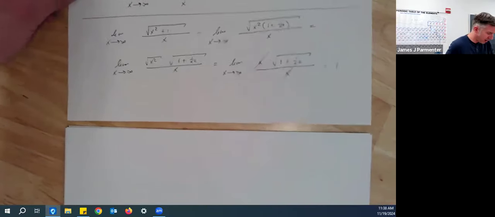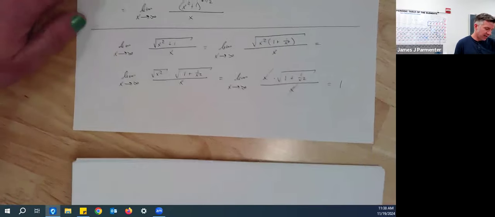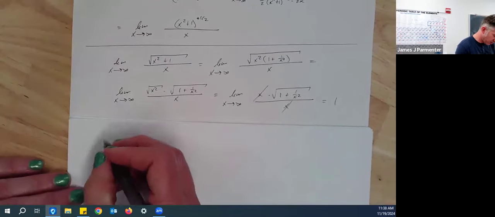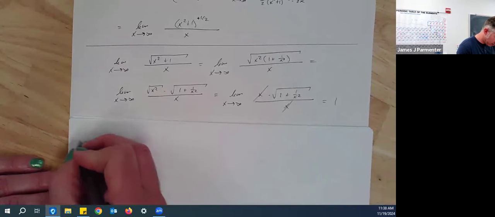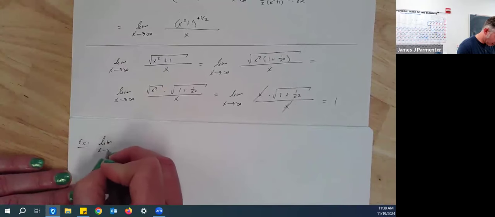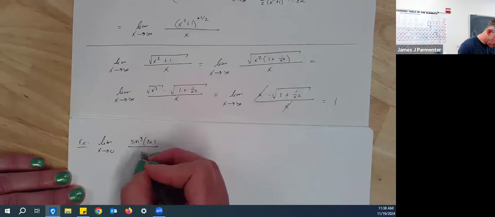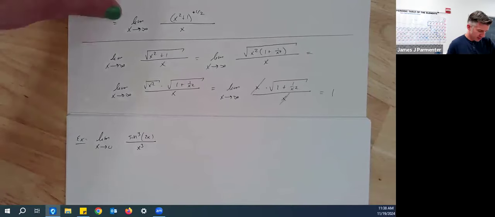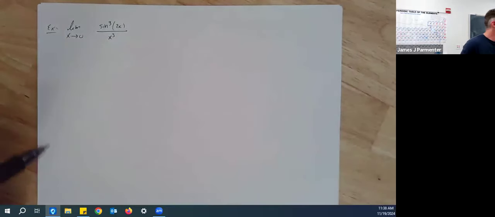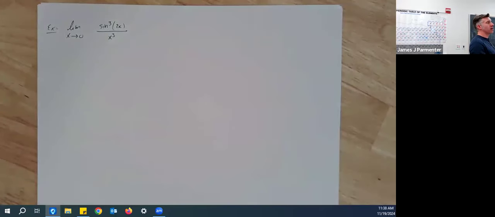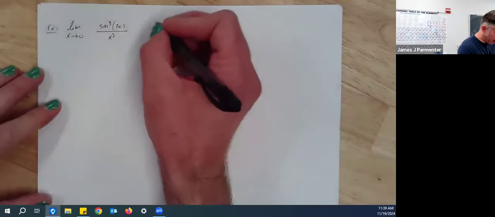Here is an example of where we could use L'Hopital's rule, but you really are going to regret it. The limit as x goes to 0 of sine cubed of 2x over x cubed. I don't even want to try using L'Hopital's rule because it's really, really awful. Let me show you the first step. Let me point out that it is allowed for us to use L'Hopital's rule. So if we plugged in 0, we get sine of 0, which is 0, divided by 0, which is 0. So check it out.